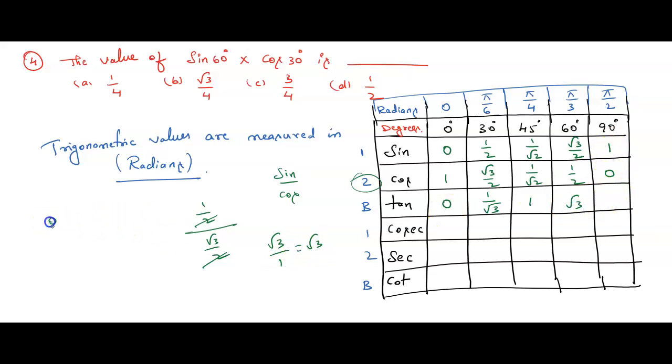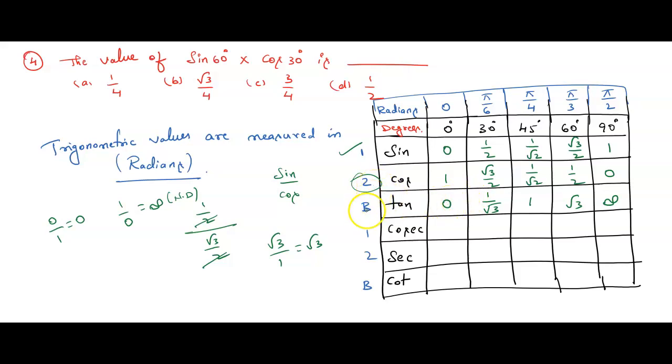1 by 0. Remember, 0 by 1 and 1 by 0. What is the difference? 0 means hero. If our hero is on the top, he is always hero only. If hero comes down, there is no value for that. He will not be having any value, that is infinity. That we call as not defined, ND also we write over there. Understood?